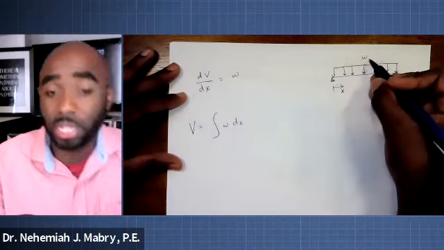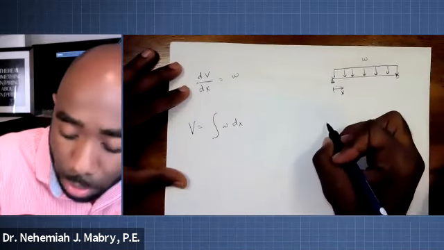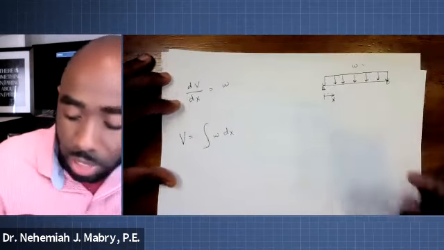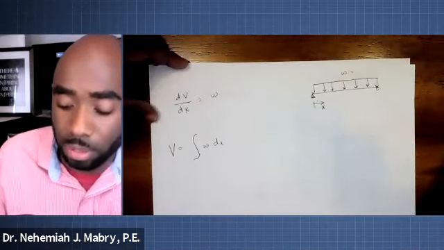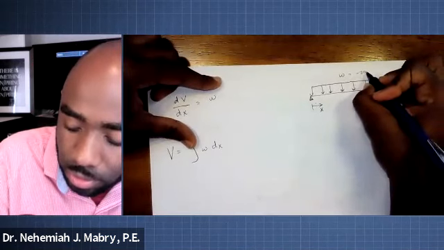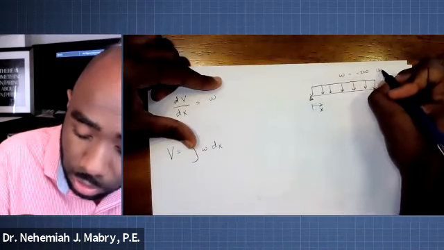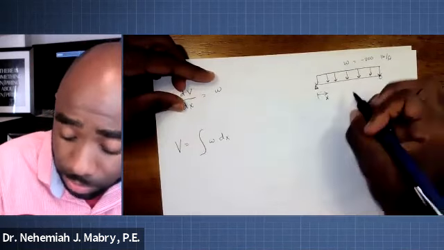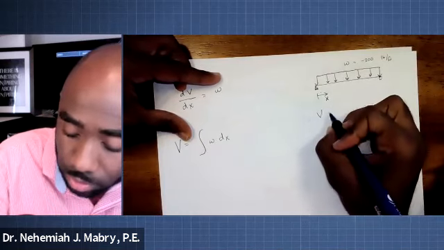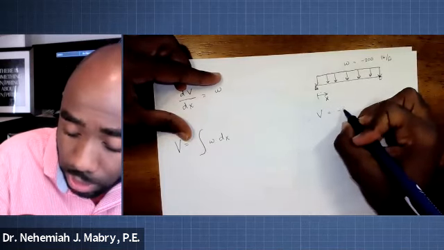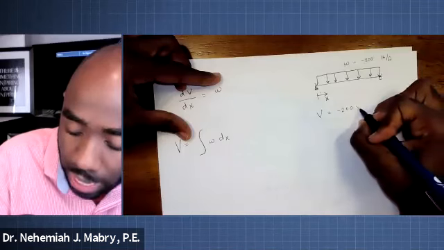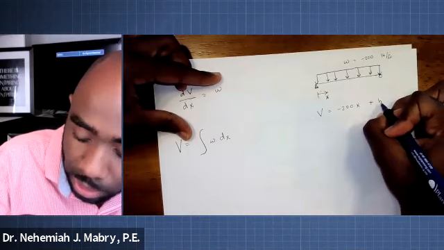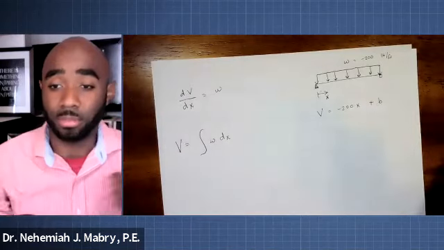So if you were to take the antiderivative of W, let's just say that that is a number, what would we get? Let's give it a value here. Let's say that W is negative 200 pounds per foot. If we were to take the antiderivative of that, V would be negative 200 X plus a constant at the end of the day.